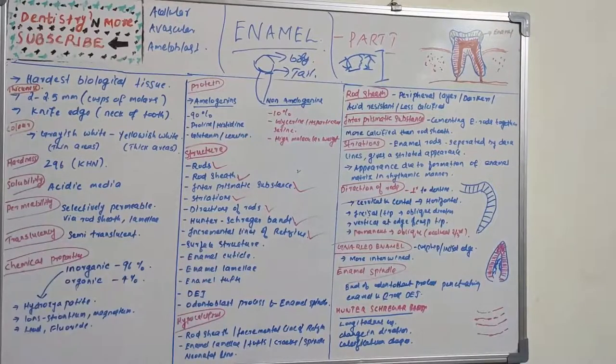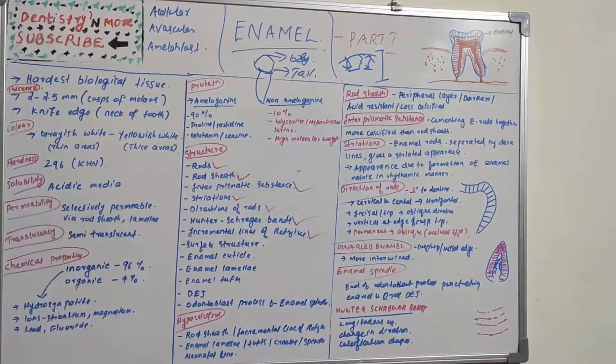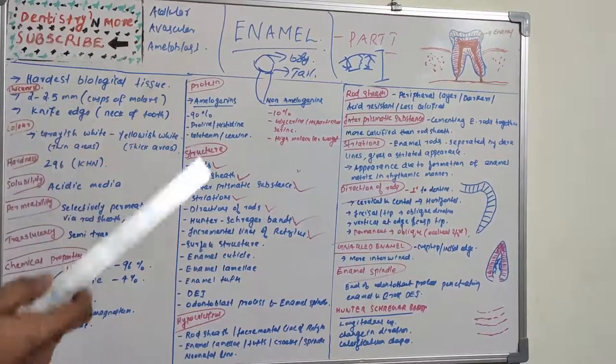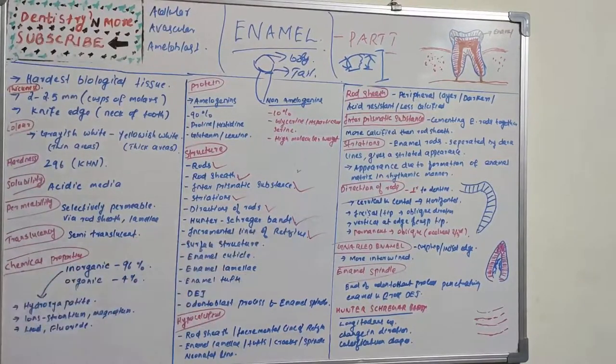Incremental lines of Retzius are brownish bands seen in ground sections of enamel that illustrate successive apposition of layers of enamel during formation of the crown. We know in enamel, mineralization happens layer by layer, the minerals will be deposited. So this rhythmic pattern of mineral deposition in the crown is reflected in ground section as particular lines. These lines are indicative of a rhythmic mineralization pattern. So that is known as incremental lines of Retzius.